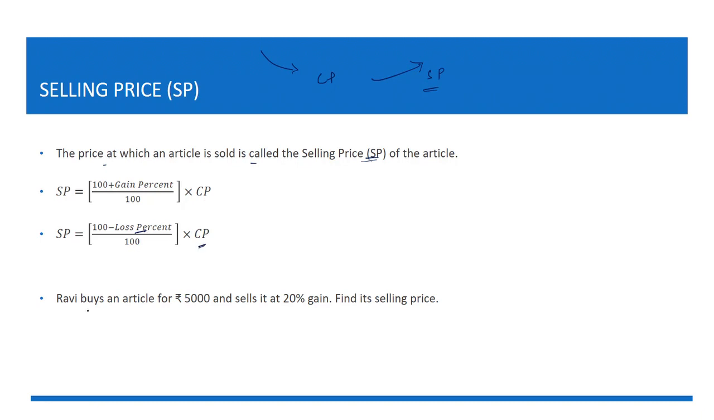Now let us check out with this. Ravi buys an article for 5,000 and sells it at a gain of 20%, right? They gave him the cost price, that is 5,000 rupees. They gave a gain percent, correct? Gain percent is 20. We are supposed to find the selling price.